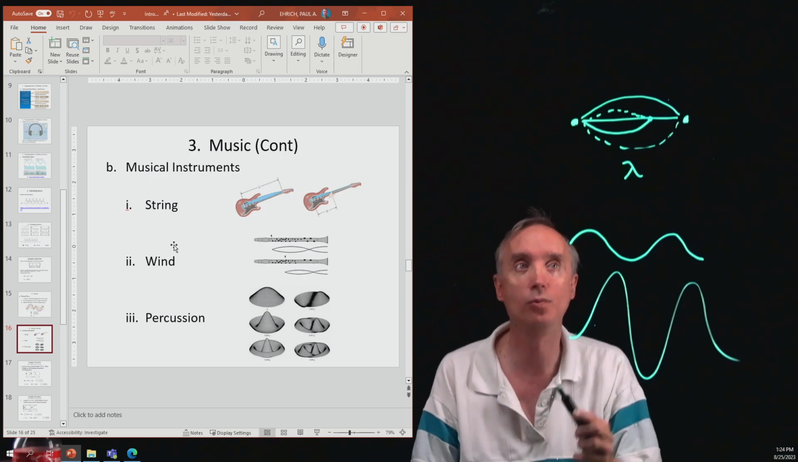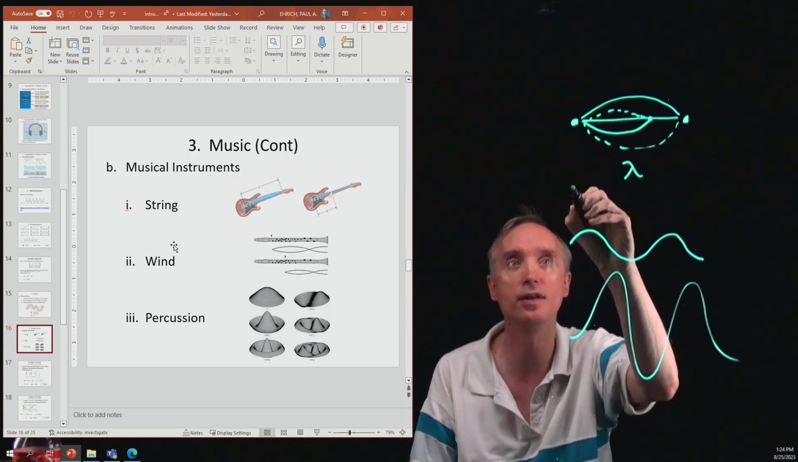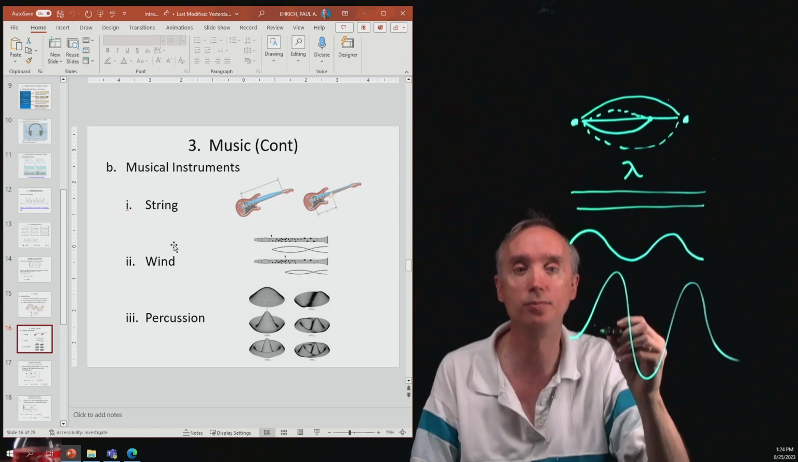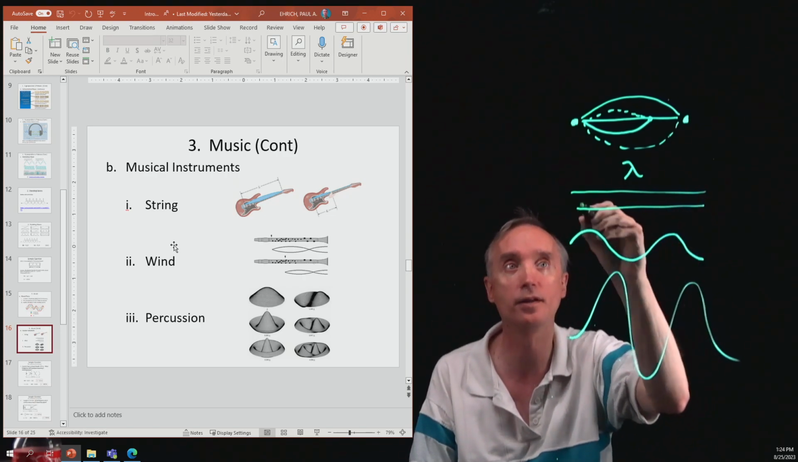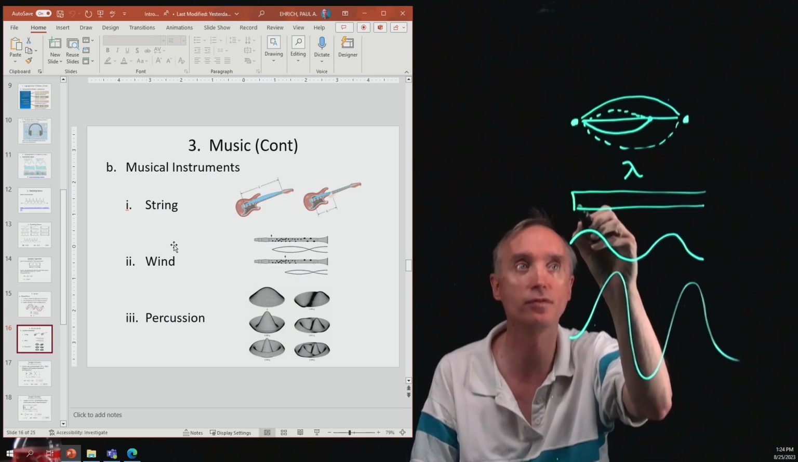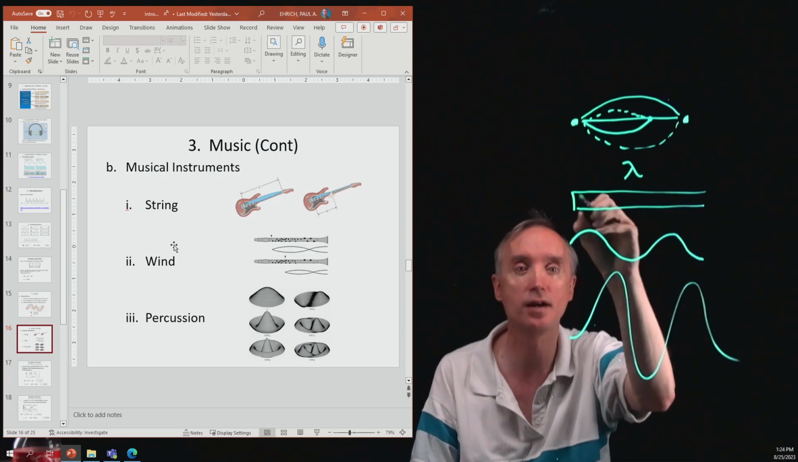Okay, in the case of the wind instrument, we're going to have a tube, and the tube could be open on one end and closed on the other end. And so that's going to produce different standing waves inside of the tube.